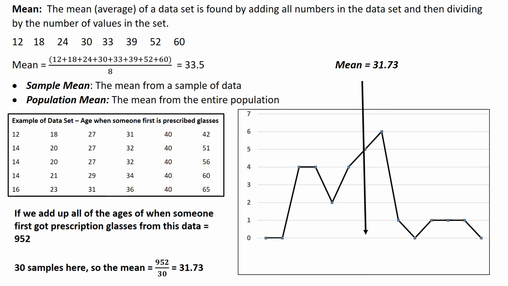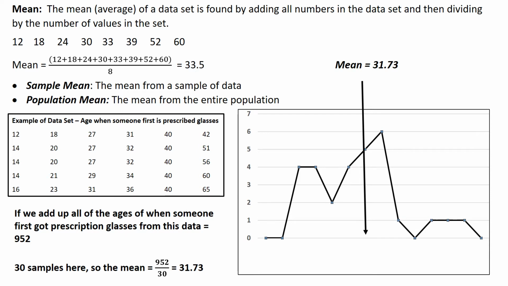First, let's talk about the mean. Another way of talking about the mean is talking about the average. It's the same thing. I've got several numbers here on top: 12, 18, 24, 30, 33, 39, 52, 60. There are 8 numbers there. So if I add 12 plus 18 plus 24 all the way to 60 and divide that sum by 8, I get 33.5.